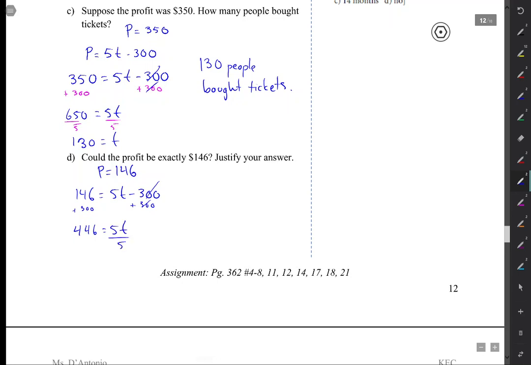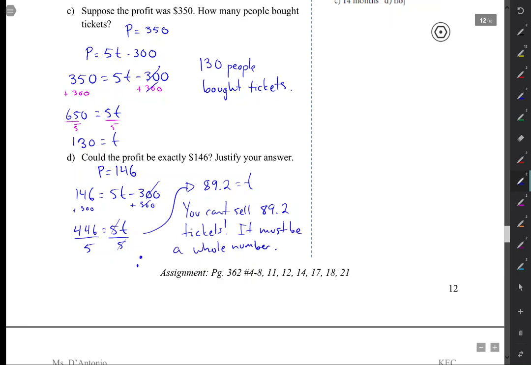Now what happens when we divide by 5 on both sides of the equal sign? Well, if you're using a calculator, 446 divided by 5 is 89.2. So we'd have 89.2 is equal to T. However, that means that 89.2 tickets were sold, but that's not possible. How can you sell 0.2 of a ticket? So I'm going to say you can't sell 89.2 tickets. It must be a whole number. Therefore, so I'm using my 3 triangles for the therefore symbol, profit cannot be $146.